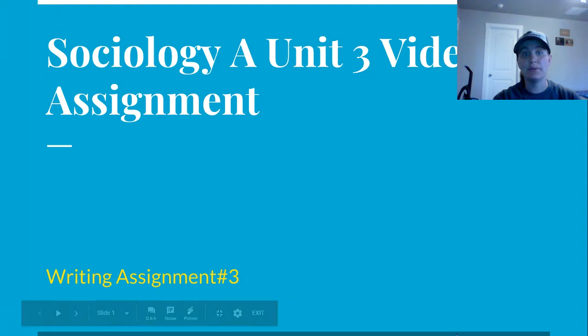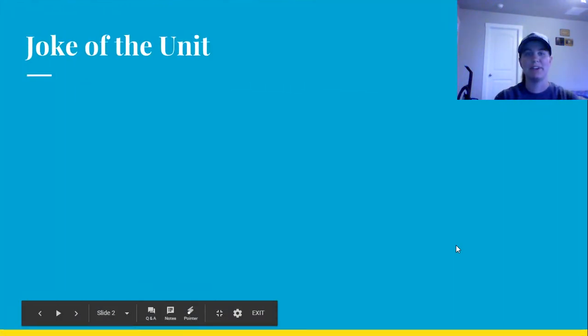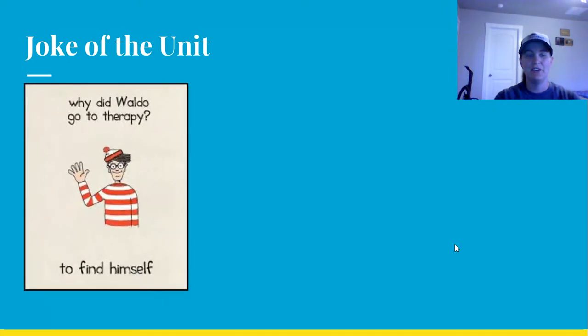Before we go into your project details, I want to go to the joke of the unit. Okay, this one's a picture, it's a good one. Why did Waldo go to therapy? To find himself. Get it? Where's Waldo? He's lost, gotta find himself. Woo! That's a knee slapper right there. Alright, you know you love my jokes. You know it.